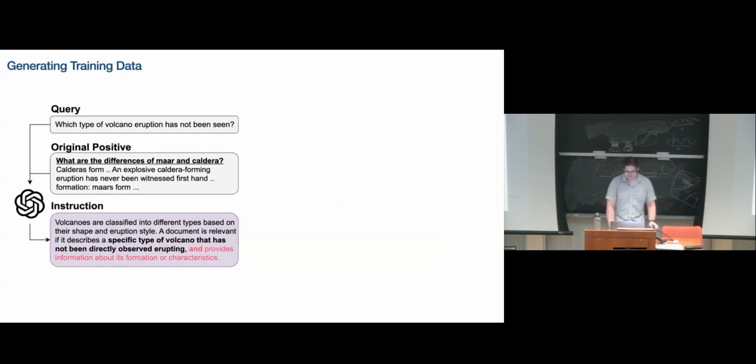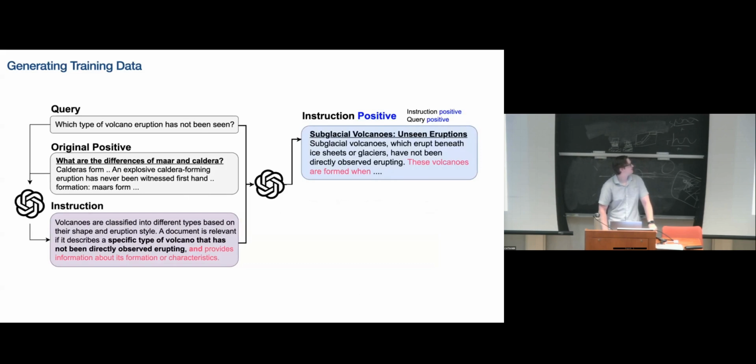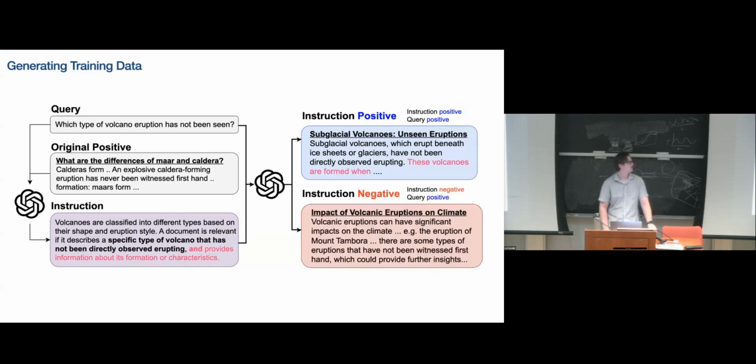Cool. So the next step is this other crucial component: we feed all of these into the LM yet again, and we have it generate something that's both instruction positive and query positive. So this is just another good positive document. And then crucially, an instruction negative.